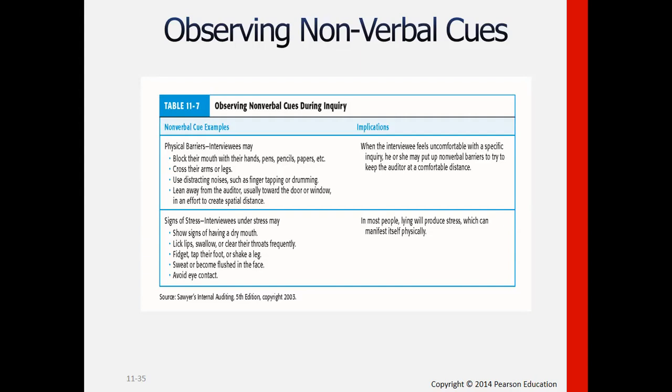Next would be signs of stress. Interviewees under stress may have a dry mouth, dry throat, for example, or dehydrated, in other words, lips, swallow, or clear their throats frequently with a sound, or fidget, tap their foot, or shake a leg, and many more items, sweat or become flushed in the face, avoid eye contact. In that case, lying could be an implication, which can manifest itself physically.